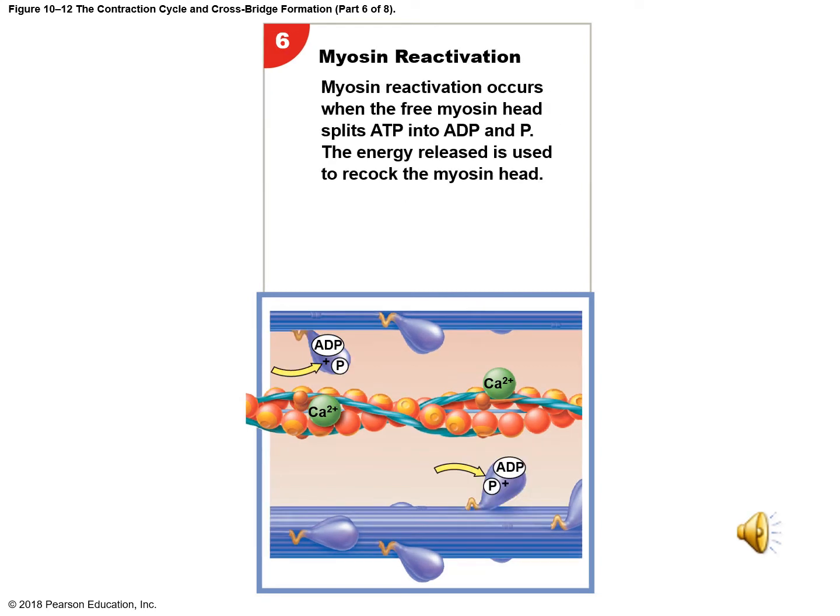The myosin head has recocked, has now stored the energy in the hinge, and is ready to reach up and grab the actin again, resulting in sliding it inward. Again, this is the sliding filament theory of muscle contraction.